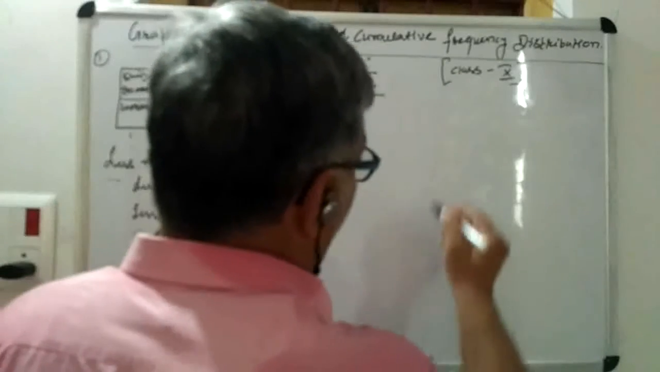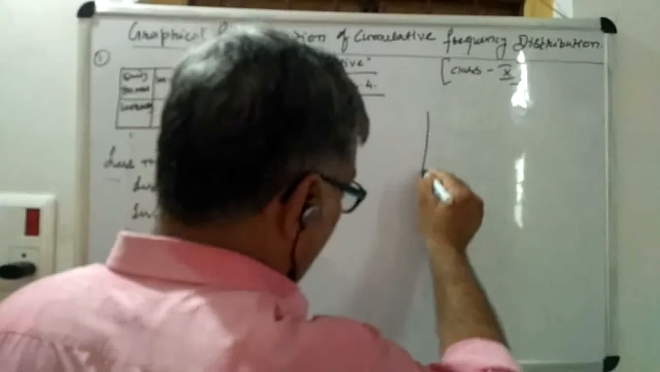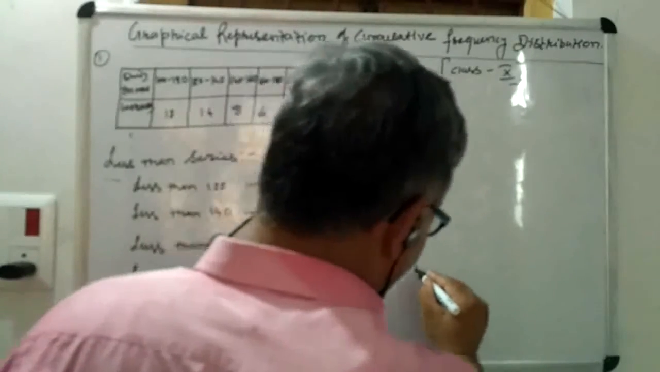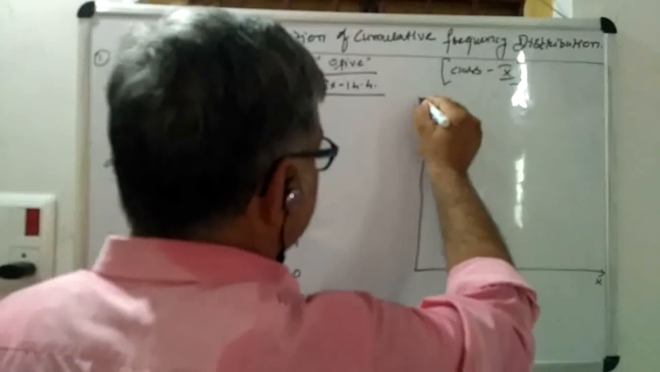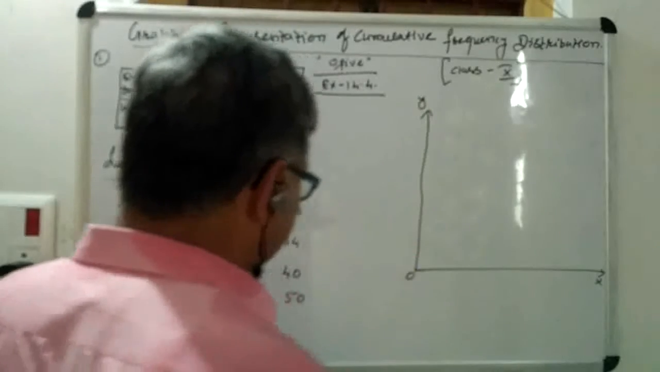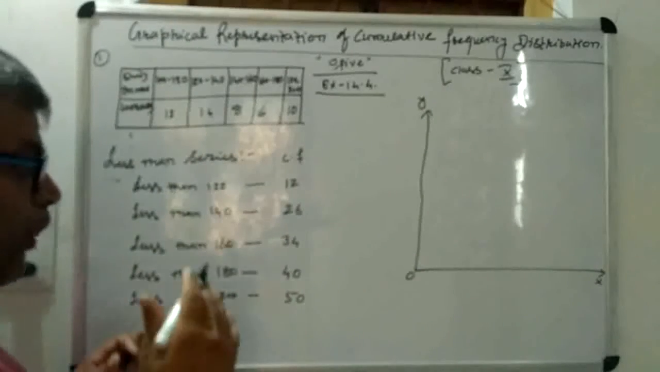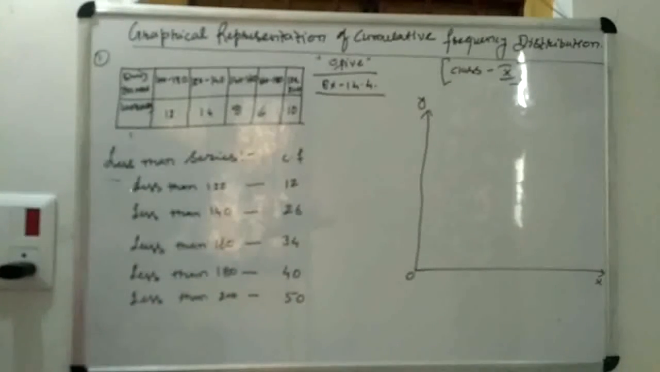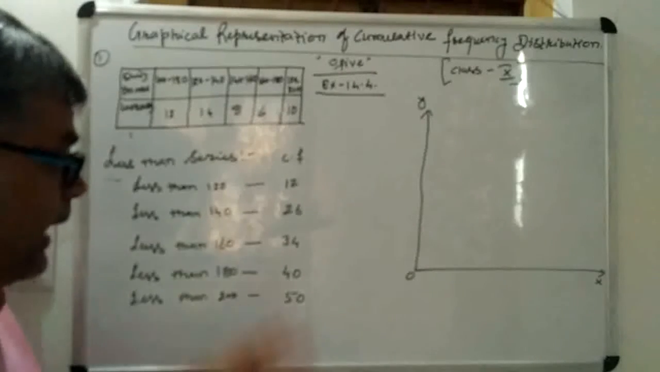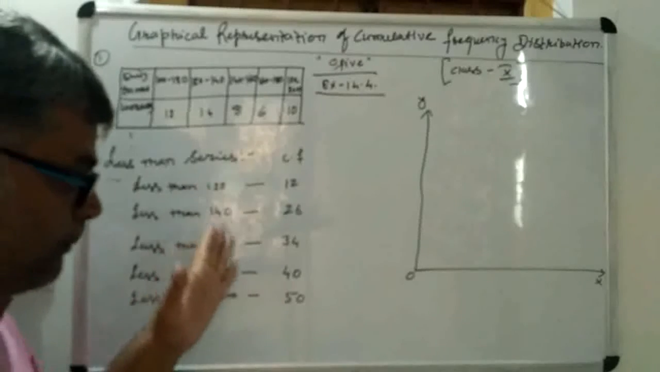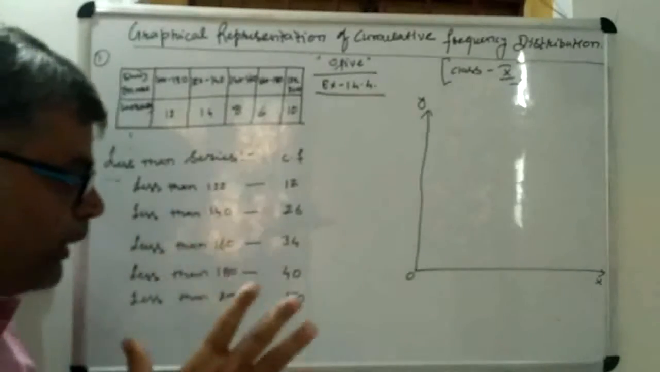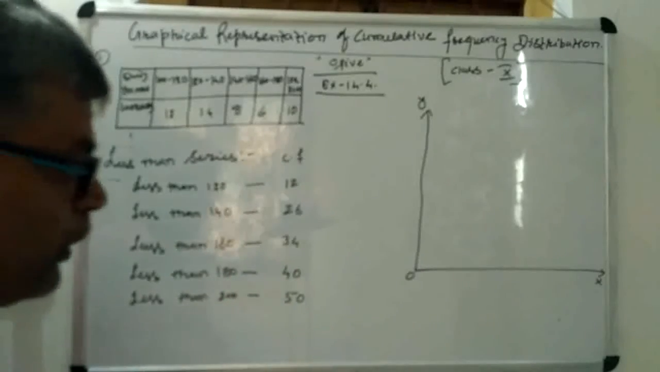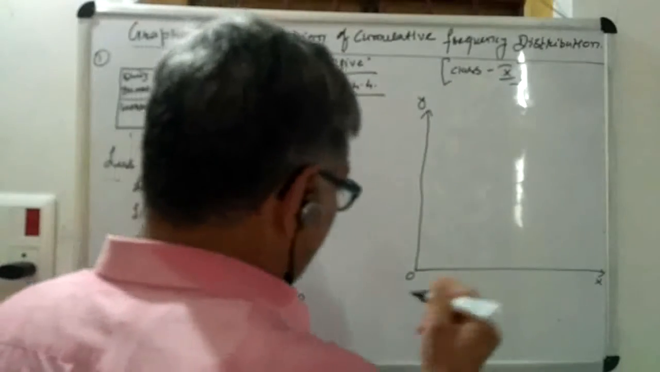So to draw the graph, draw two axes. Suppose this is your x-axis and this is your y-axis. This is your origin. Now on the x-axis you have to take the upper limit, that is 120, 140, 160, 180, 200. So now you take this.